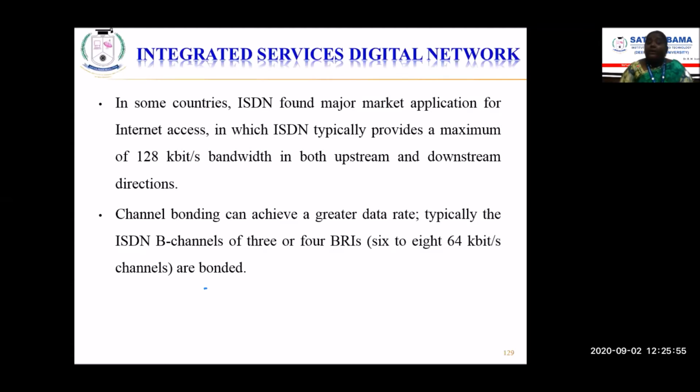So channel bonding can achieve a greater data rate, and typically in ISDN there are B channels, the baseband data rates, and they will have a data rate of 64 kilobits per channel. So this is how it is being used. There will be a frequency allocated for each and every channel, and a particular frequency channel will be allocated a specific data rate. So based on that, it is transmitted.